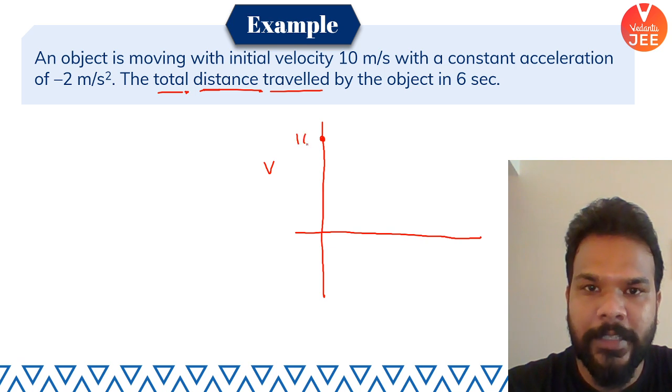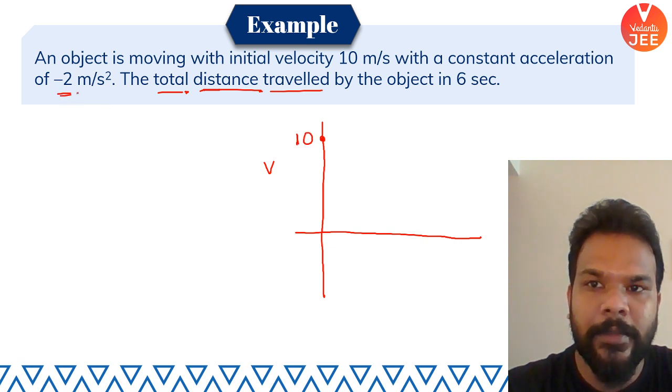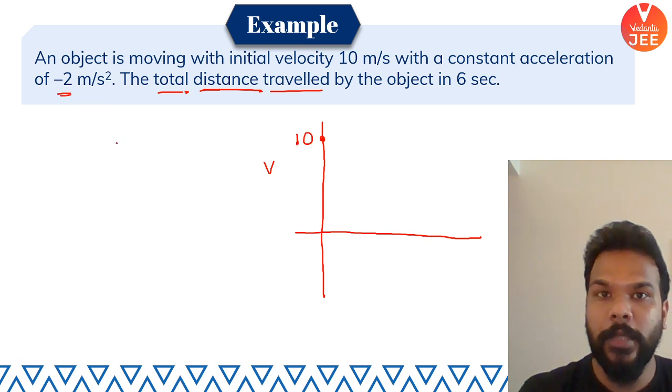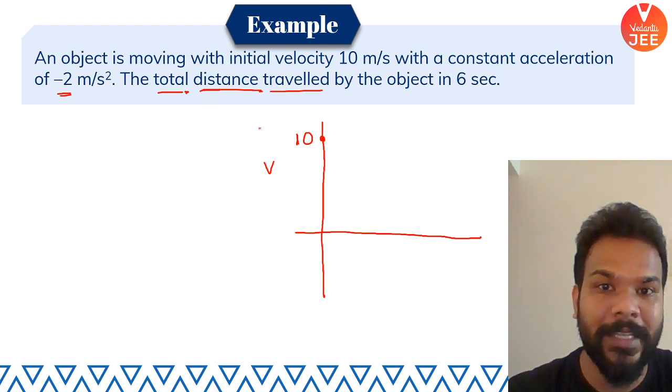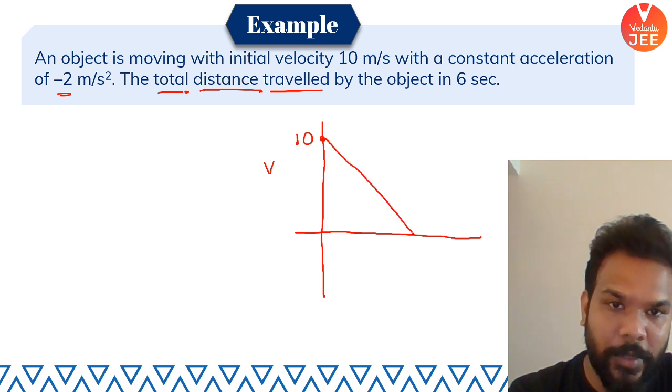So initial velocity is given as 10, but it has acceleration -2. And we know that the velocity-time graph will have its slope as acceleration, and the slope is negative. So this is how the graph is going to go.